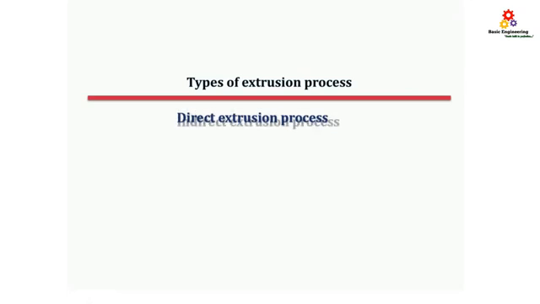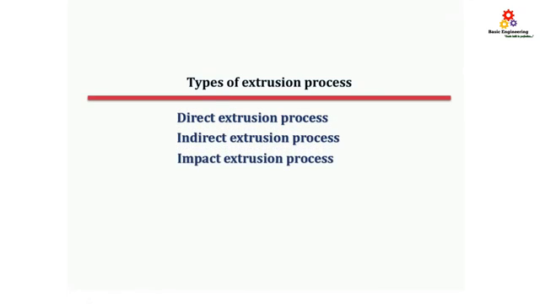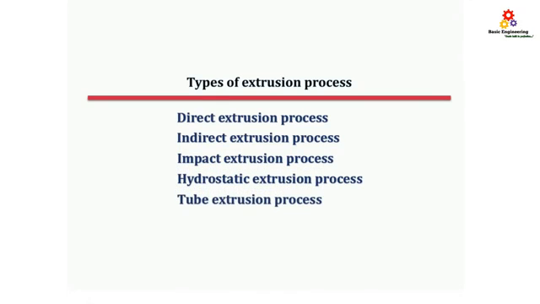Following are the types of extrusion processes. First is direct extrusion, second indirect extrusion, third impact extrusion, fourth hydrostatic extrusion, and the last is tube extrusion. Let us discuss all the extrusion types one by one.